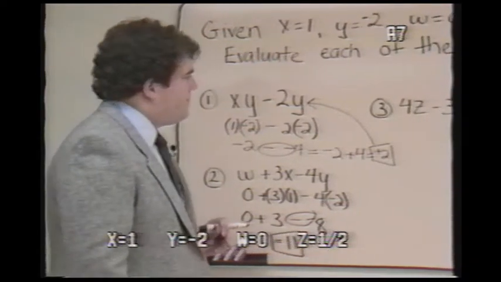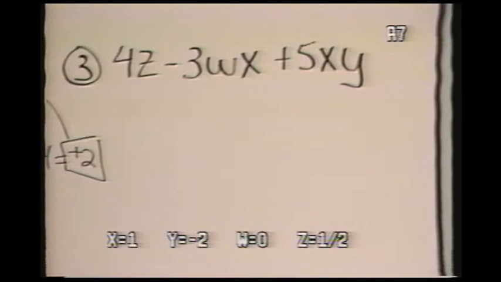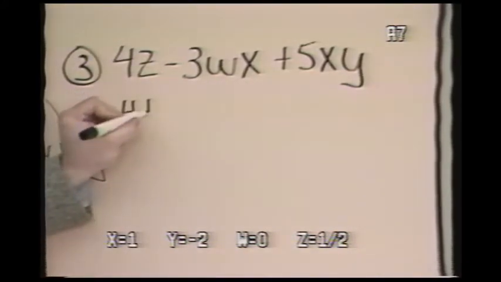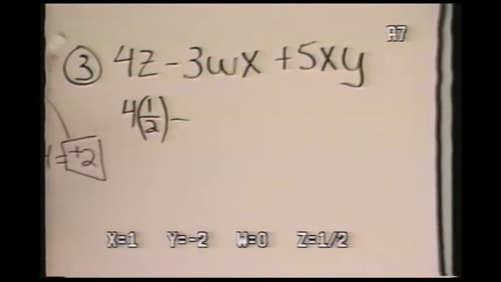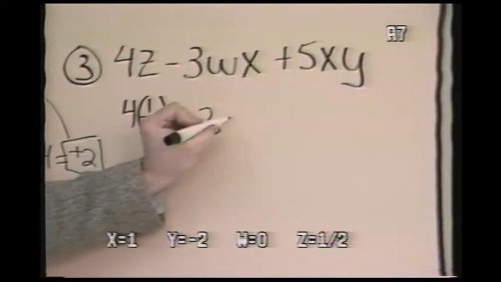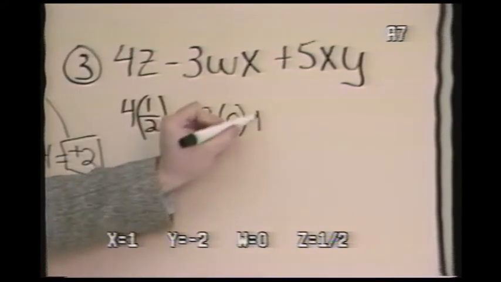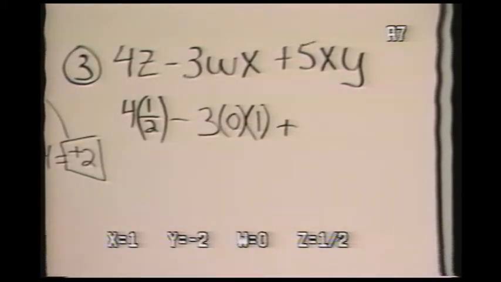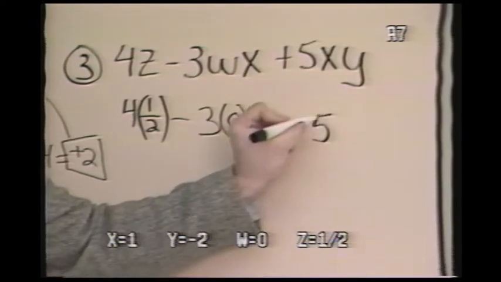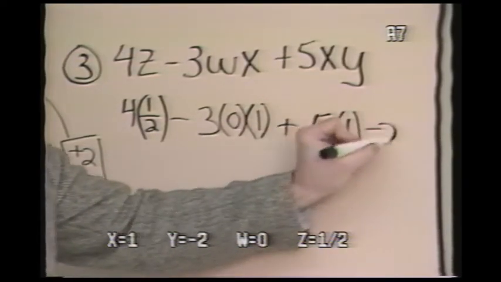Problem number 3. 4z minus 3wx plus 5xy. Well, 4z is going to equal 4 times 1/2. We'll multiply those together. And then we're going to subtract 3 times 0 times x, which is 1. And to that, we are going to add 5 times 1 times negative 2. 5x is the same as 5 times 1, and y, negative 2.